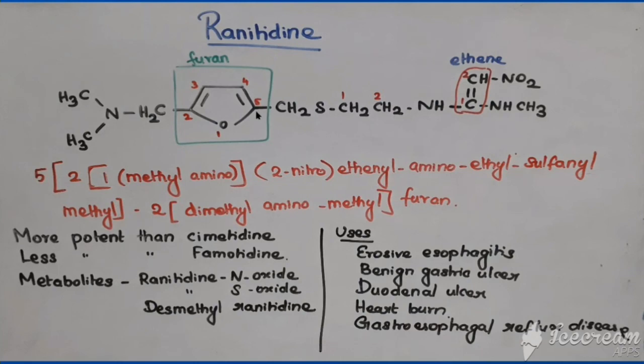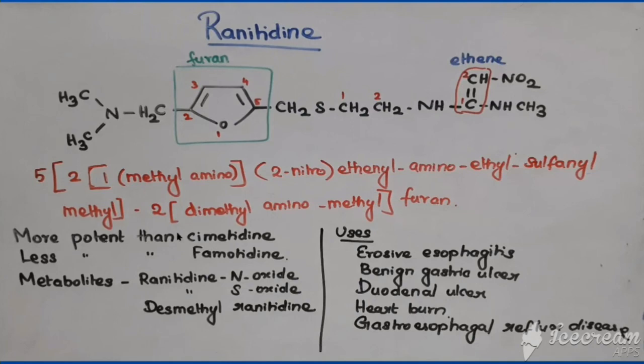So come to fifth position. In that fifth, to second carbon of ethyl only this would be attached. So in the second carbon, ethene would be attached. Okay, so 5 open bracket, in the 2, in that 1, in that first position what is attached? Methyl amino, in that second nitro, so 2 nitro, this is called ethene. So ethenyl amino ethyl sulfonyl or thio methyl. So this is for fifth position. Now come to second position. So 2 open bracket, we can write dimethyl amino or NN dimethyl amino methyl, close the bracket, furan.